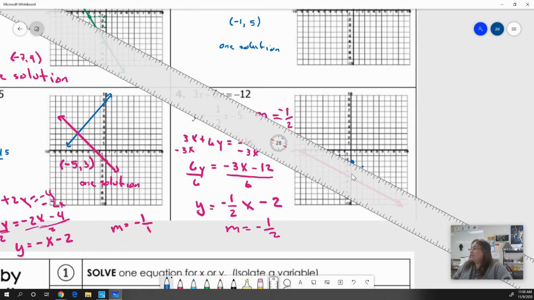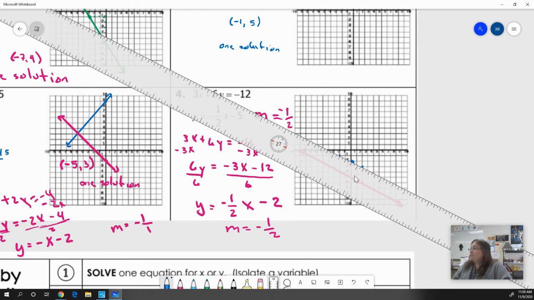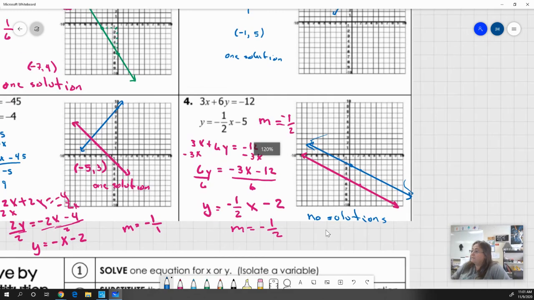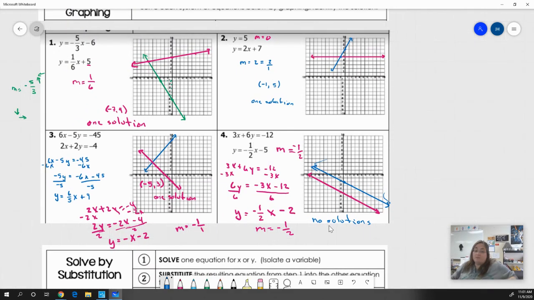I didn't even have to change the angle really of my ruler. I just know that each of them have the same slope, so they will never meet. There are no solutions to this, right? Parallel lines never meet. So that's how we deal with solving things graphically, right?